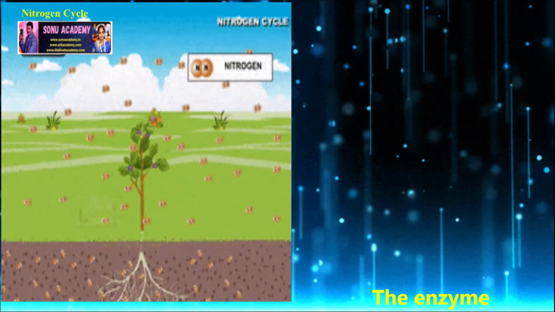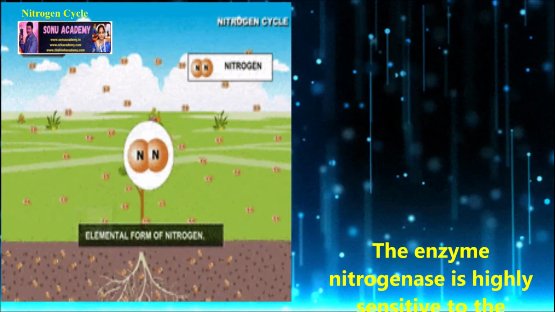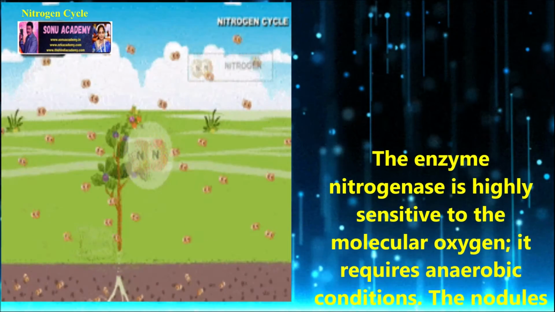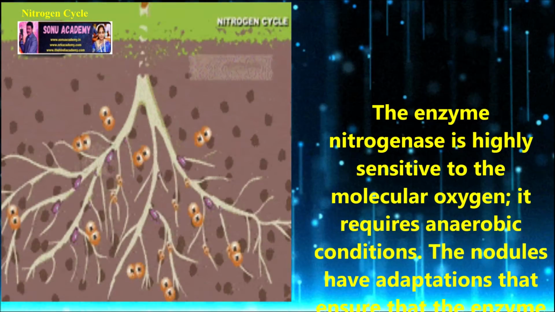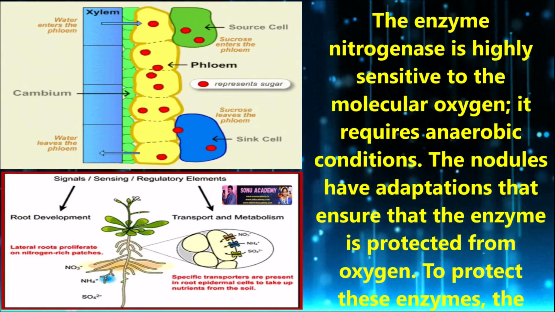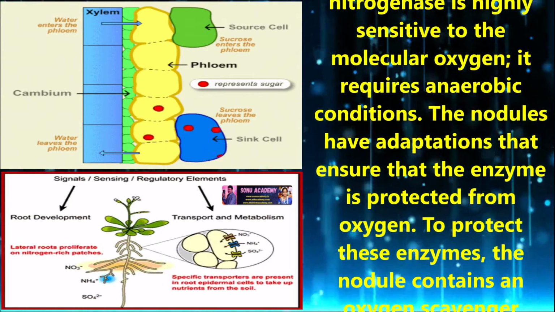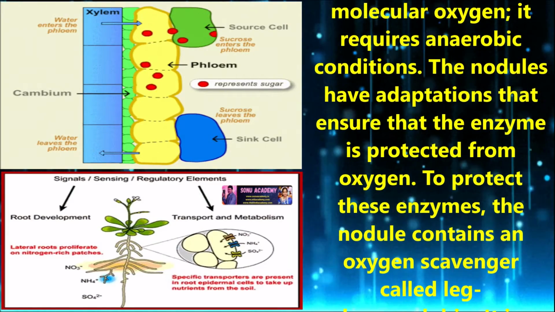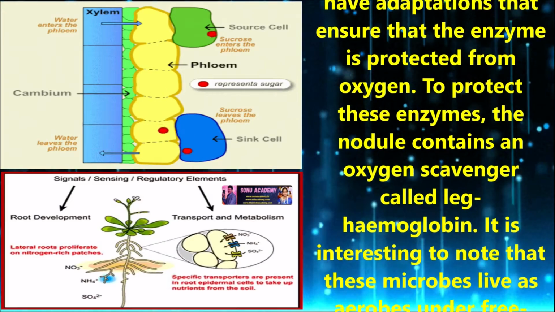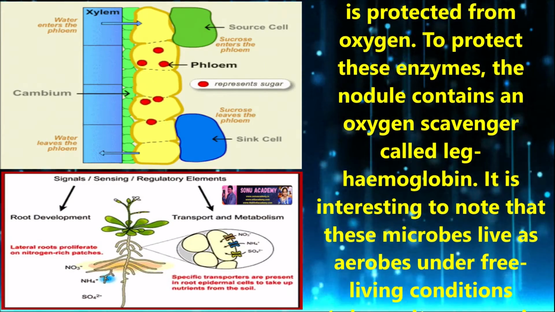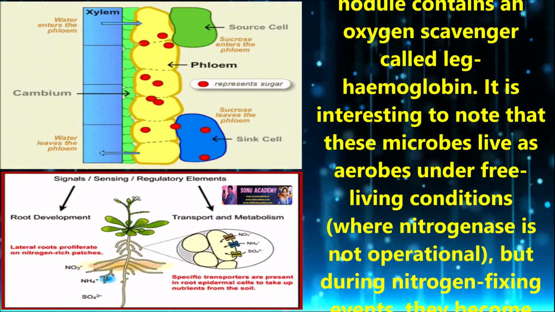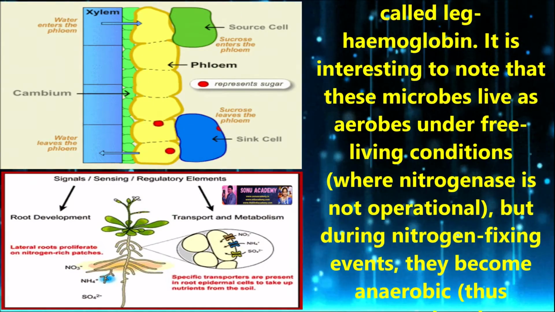Children, the enzyme nitrogenase is highly sensitive to molecular oxygen. It requires anaerobic conditions. The nodules have adaptations that ensure that the enzyme is protected from oxygen. To protect this enzyme, the nodule contains an oxygen scavenger called leghemoglobin. It is interesting to note that these microbes live as aerobes under free living conditions, where nitrogenase is not operational, but during nitrogen fixing events they become anaerobic.